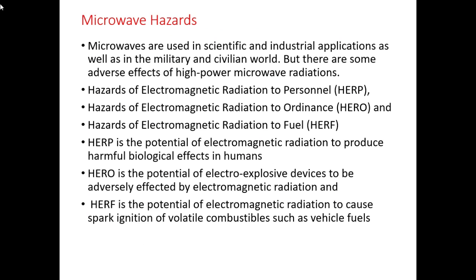So now we'll go with microwave hazards. We discussed that there are a lot of applications and properties, but there are also some hazards due to the continuous exposure to microwaves. Because of continuous exposure to high power microwave radiation, we have some hazards, and those hazards are categorized into three types: hazards of electromagnetic radiation to personnel (HERP), hazards of electromagnetic radiation to ordnance (HERO), and hazards of electromagnetic radiation to fuel (HERF).